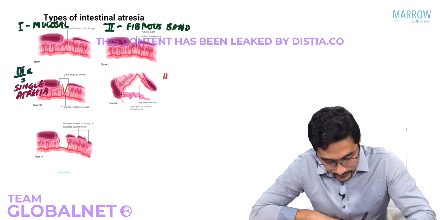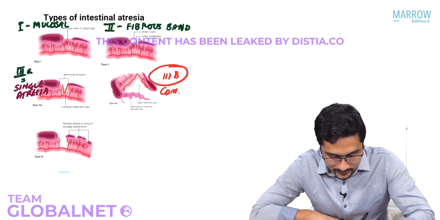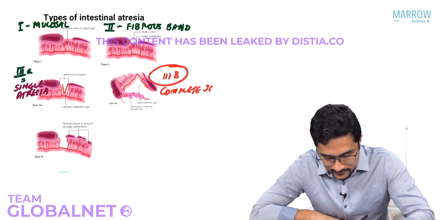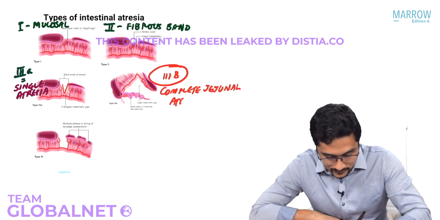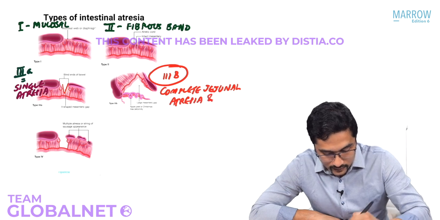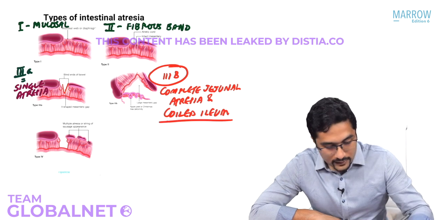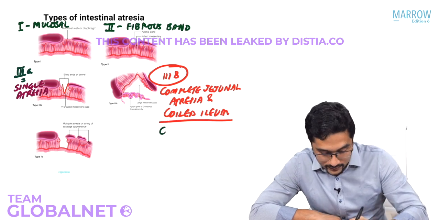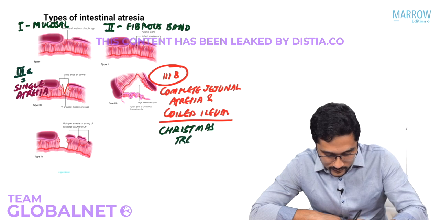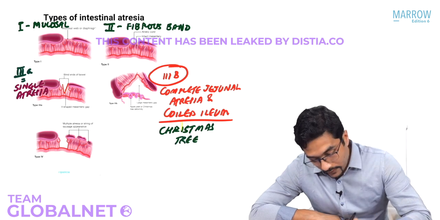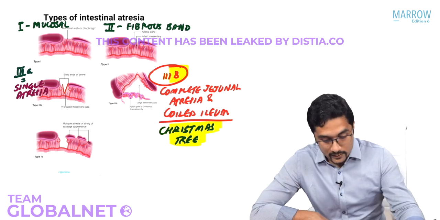Type 3B. Type 3B is when there is complete jejunal atresia and there is a coiled ileum. Coiled ileum, and this appearance is known as the Christmas tree appearance. This has also been asked in the exam. Christmas tree appearance of jejunal atresia is type 3B. This has been asked multiple times in the exam.